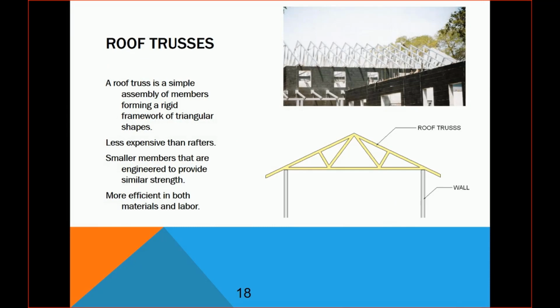So there are different ways to frame the roof. One of the most common that's used a lot today is a roof truss. And basically a roof truss is a simple assembly of members forming a rigid framework of triangular shapes. They are less expensive than rafters in most cases because they are made in a factory or in a manufacturing process. They can make a lot of them very quickly. As far as installation, they're a lot easier to install than rafters are. Smaller members that are engineered to provide similar strength and definitely more efficient in both materials and labor.